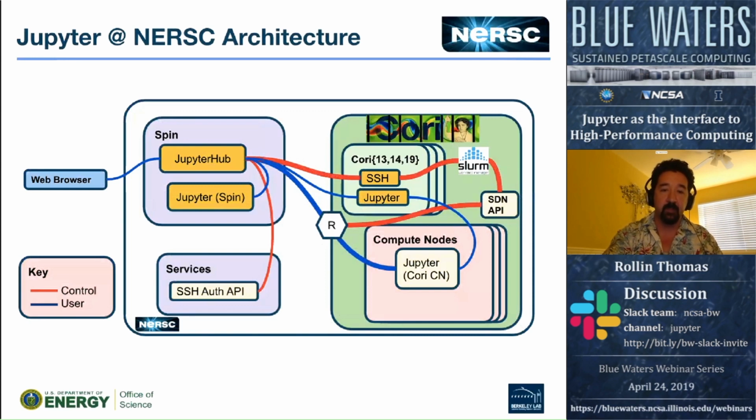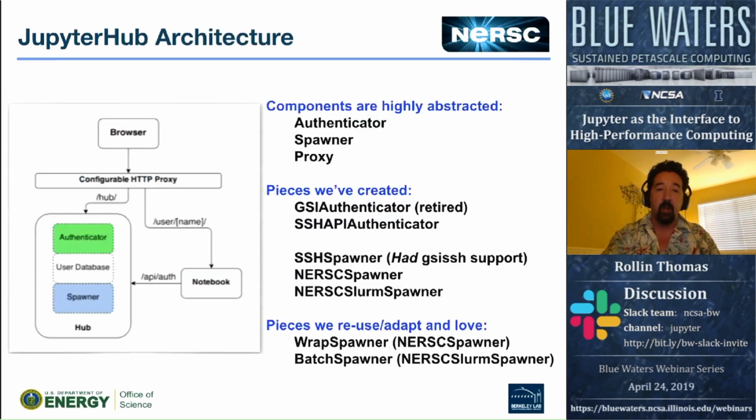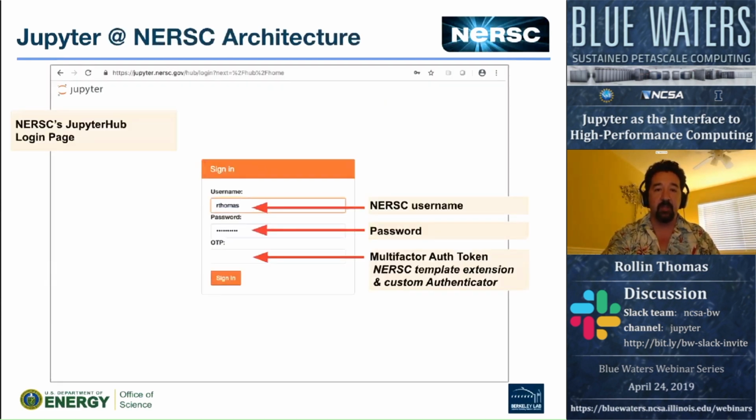Again, I mentioned that the JupyterHub architecture is highly modular. This has been a real advantage to us. We've been able to customize the pieces that we need, but also reuse and adapt pieces that have been created by other people at HPC centers who have a similar need. In particular, the batchspawner and wrapspawner packages have been really useful for helping us to deliver Jupyter to our users.